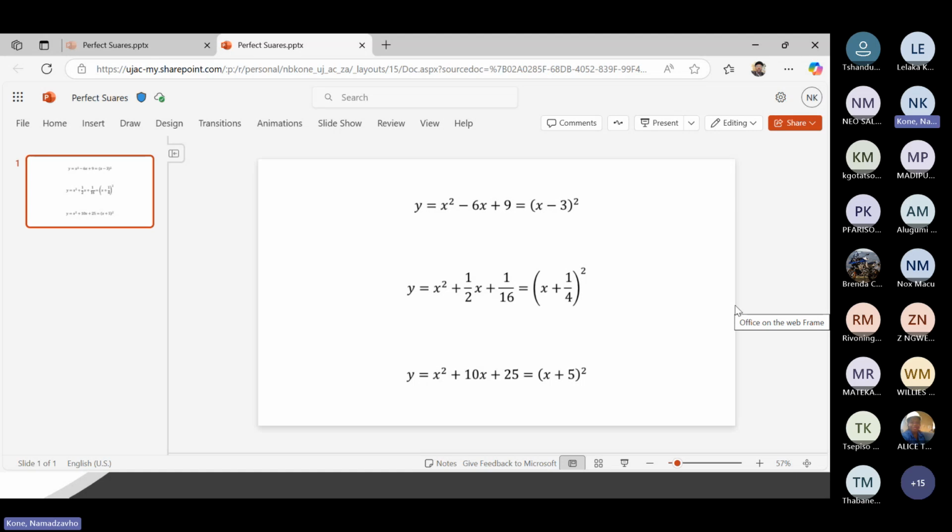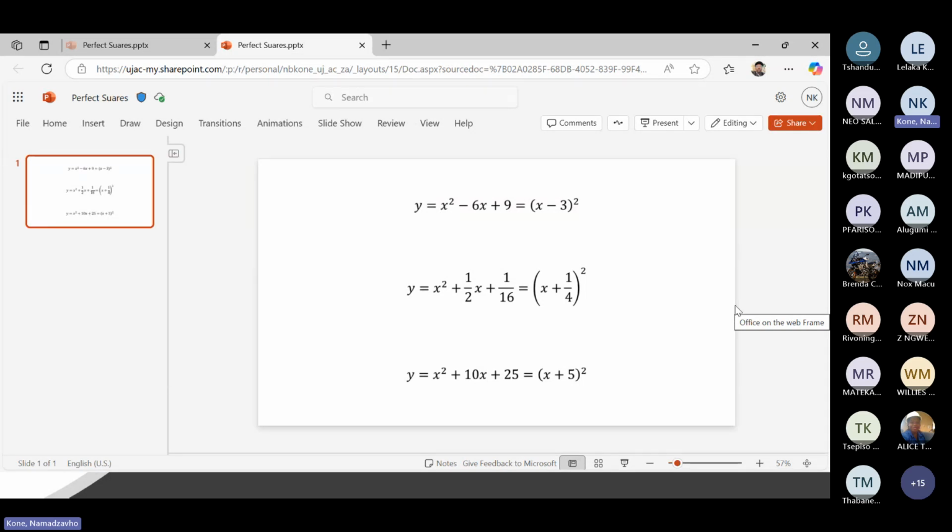So half the coefficient of x in the first equation is minus 3, and the factorized version is x minus 3 squared. Minus 3 squared is 9. Half of half is 1 over 4. 1 over 4 squared is 1 over 16. And you can see in the factorized version, 1 over 4 is the value there.